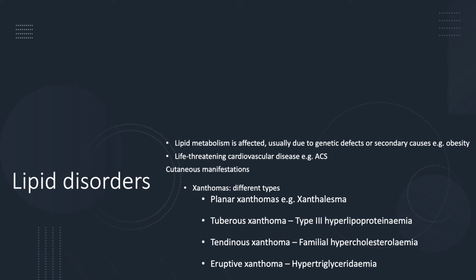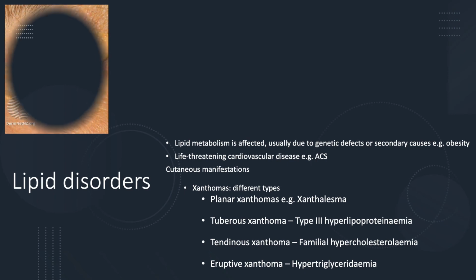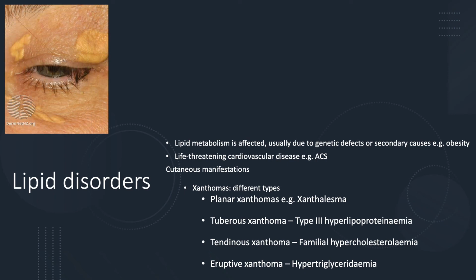So the first cutaneous manifestation of lipid disorders I'd like to go through are xanthomas. There are different types of xanthomas, and the most common that we normally see on clinical examination is the planar xanthoma, also known as xanthelasma. Xanthomas are lipid-laden infiltrates in the dermis or tendons usually, but the planar ones are localized yellowy macules or papules, commonly around the eyes. And this is what a planar xanthoma looks like.